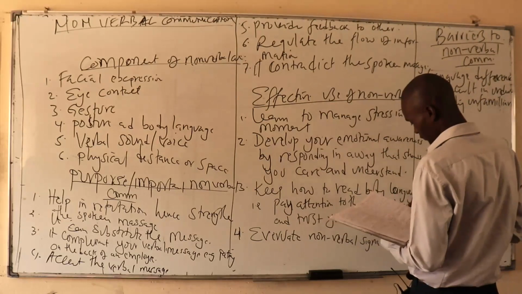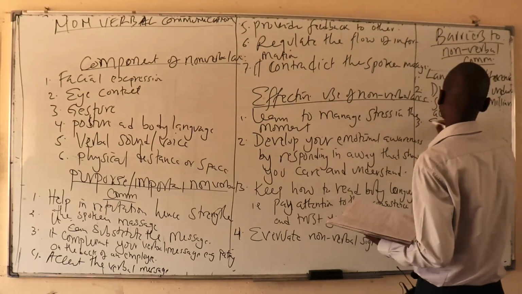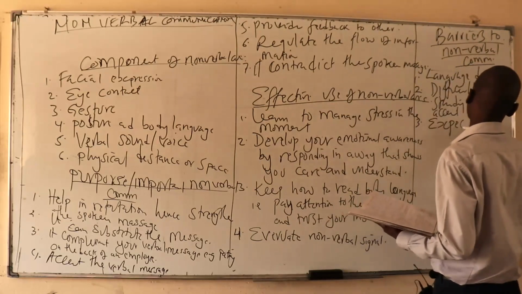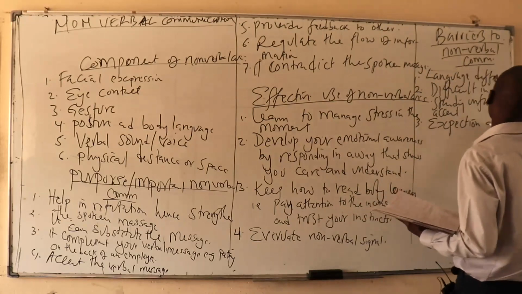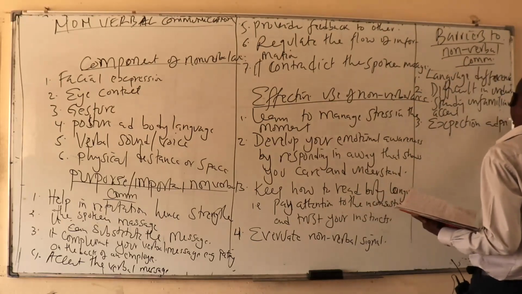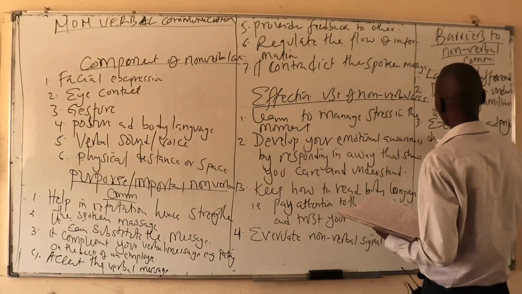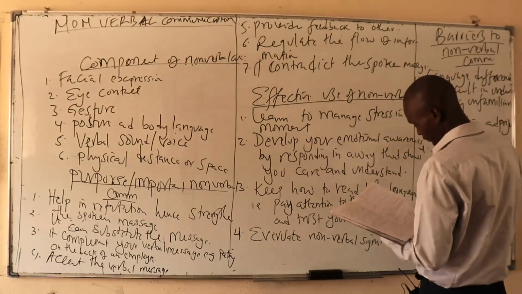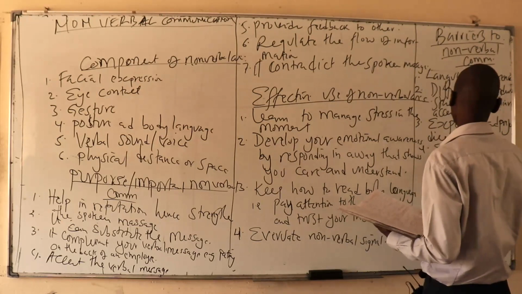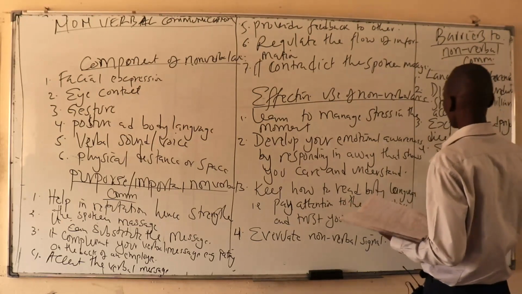Number 3, expectation and prejudice. Number 4, silence. Silence is also a barrier.